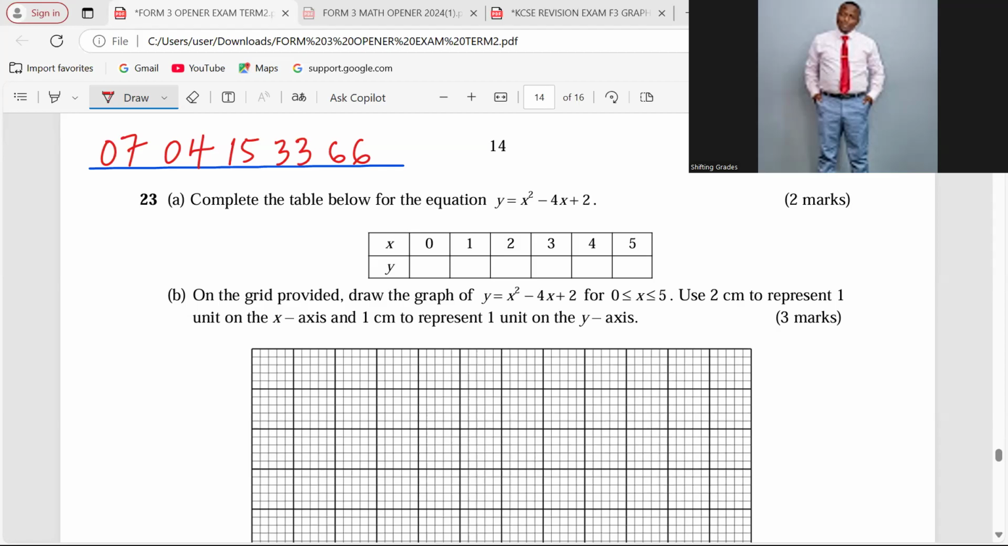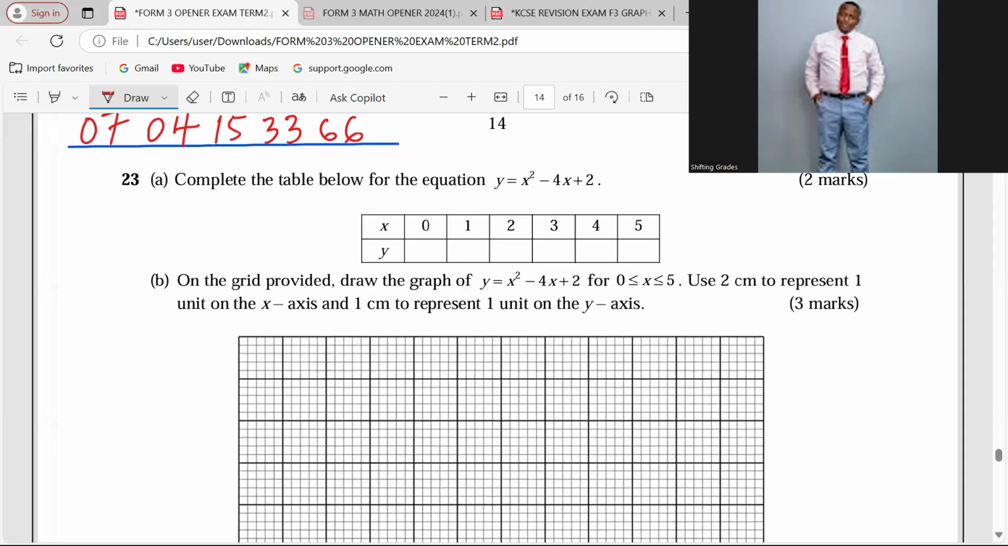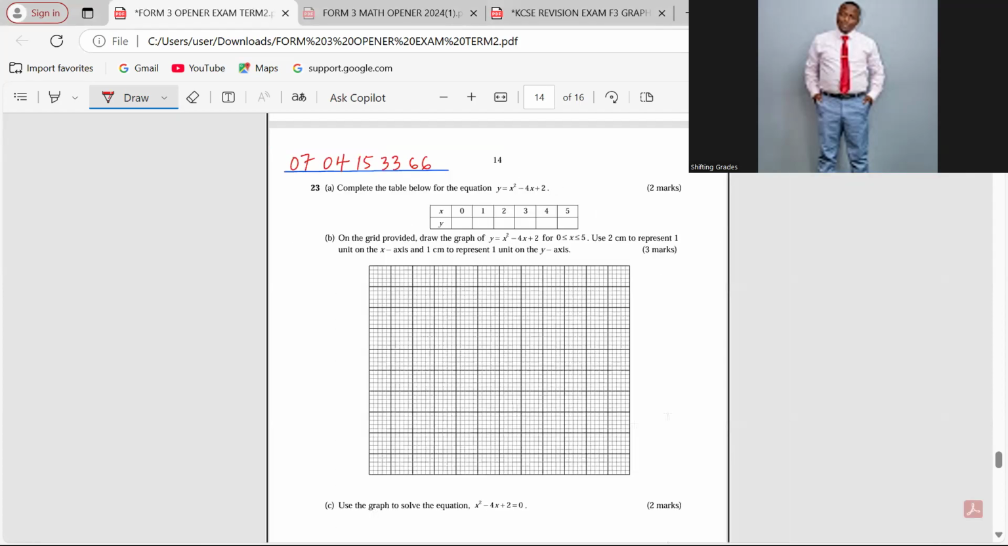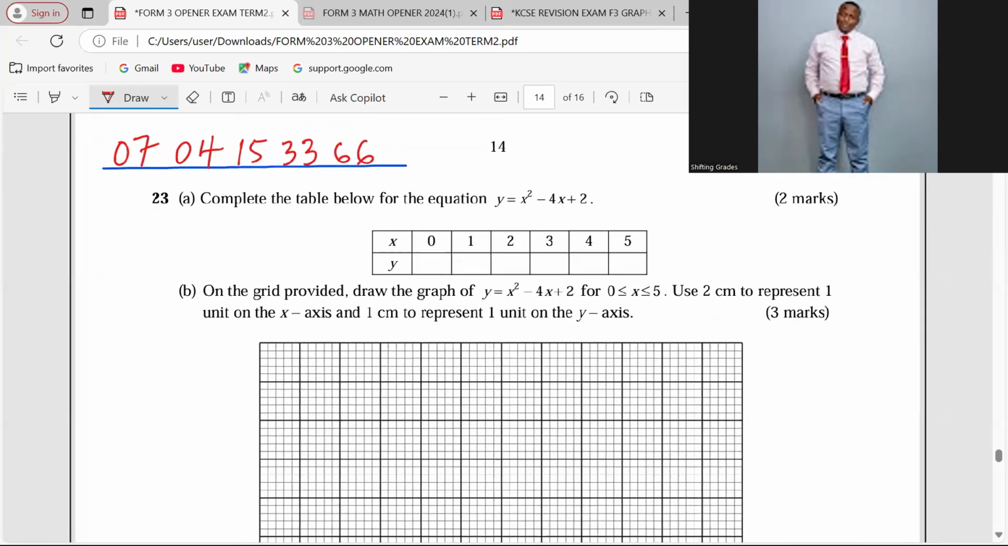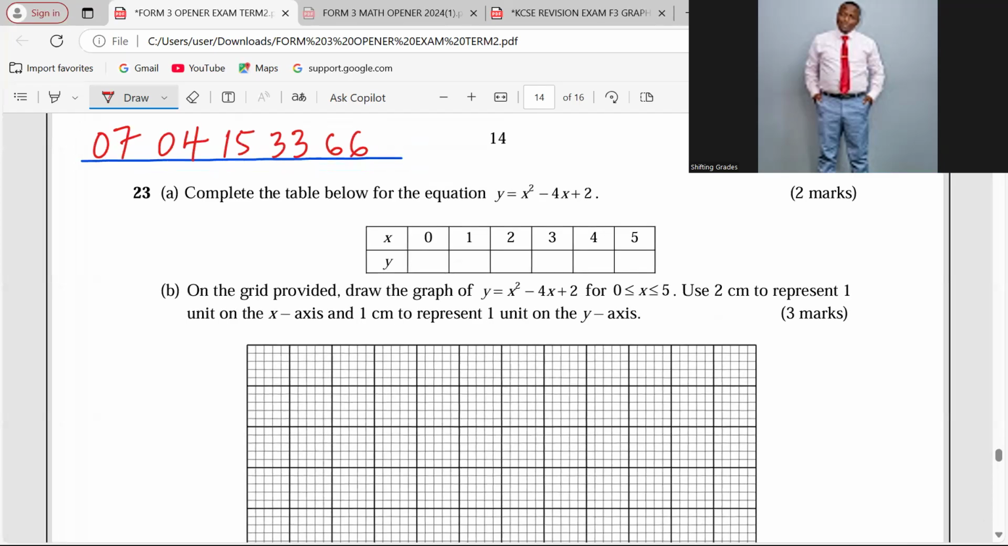The first question, which is on a curve, says complete the table below for the function y equals x squared minus 4x plus 2. I think that is the right curve that I'm reading. So the table is here, whereby the values of x are 0, 1, 2, 3, 4, and 5. Let's look at how to proceed.